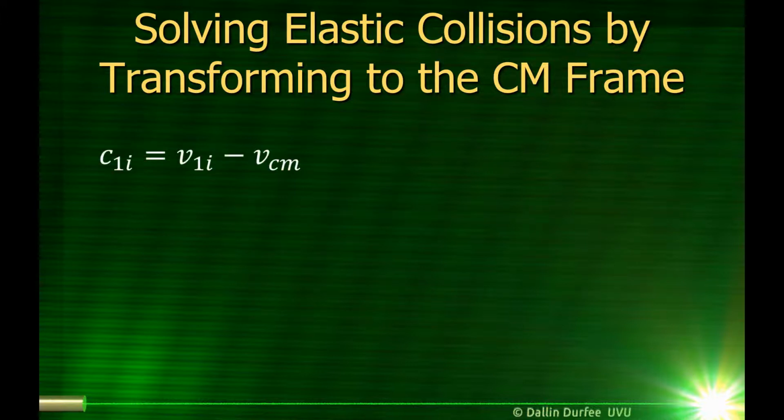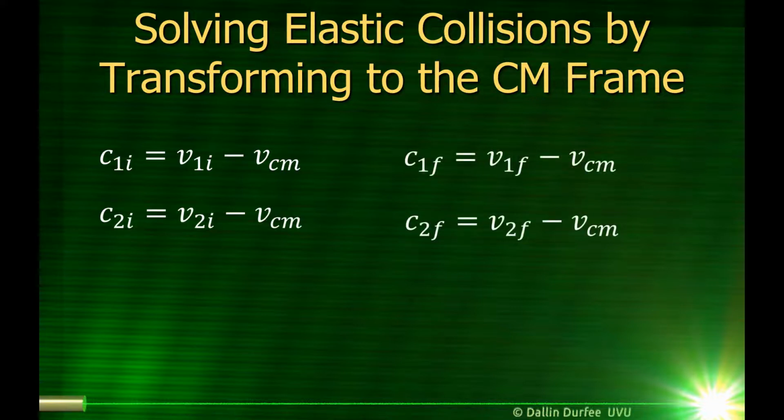I'm going to use c to represent the velocity of particles in the center of mass frame. So the initial velocity of particle 1 in the center of mass frame is the initial velocity of particle 1 in the original frame minus the velocity of the frame we're transforming into, the velocity of the center of mass. The initial velocity of particle 2 in the center of mass frame is its velocity minus the velocity of the center of mass, and so forth. So here is my transformation. Here's how the velocities change when I transform into a reference frame that is moving at the velocity of the center of mass.